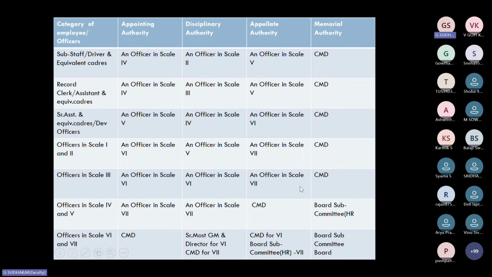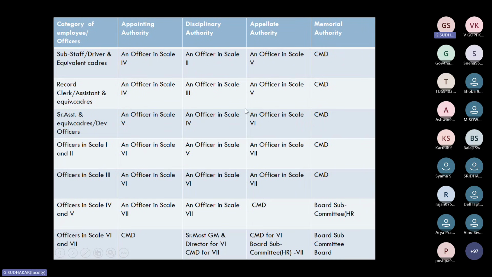So hierarchy is maintained. But see here, appointing authority for senior assistant is scale 5. But disciplinary authority is scale 4. Appellate authority is scale 6. So here it is 1 step lower, 1 step higher. Here, appointing is scale 4, but disciplinary authority is scale 3. One step lower, 2 steps higher. So like that it will go.